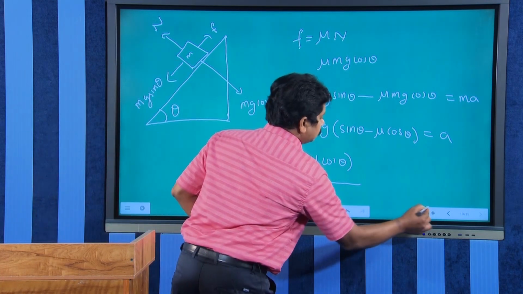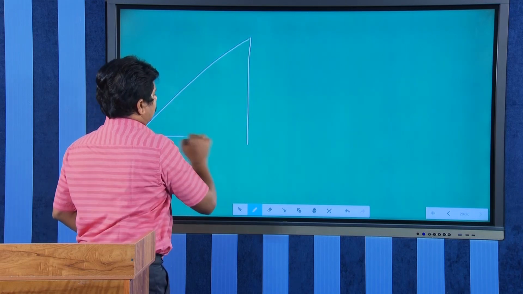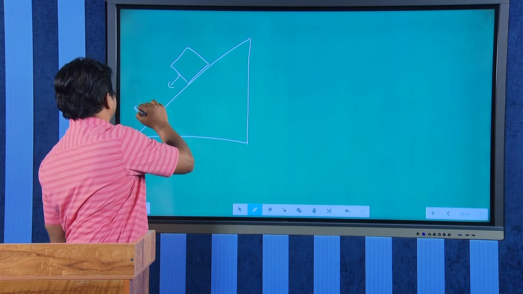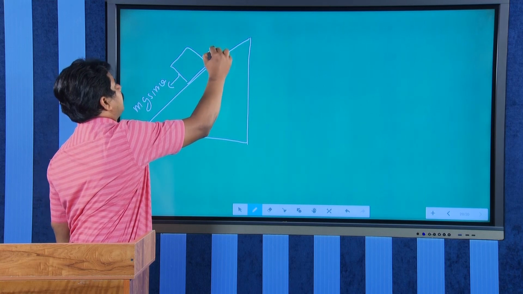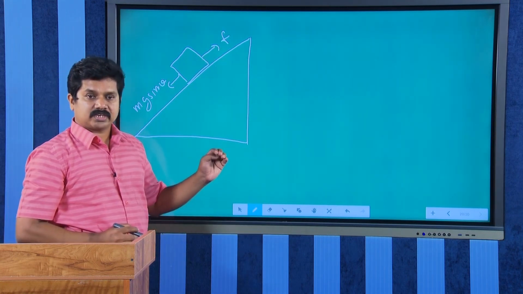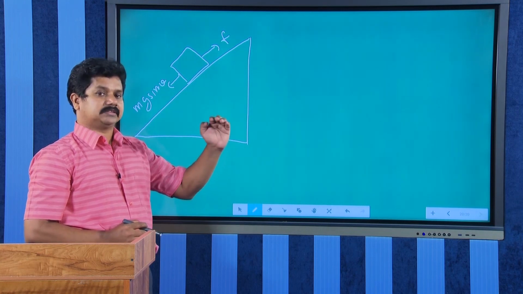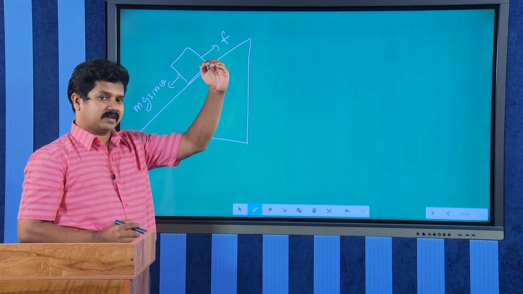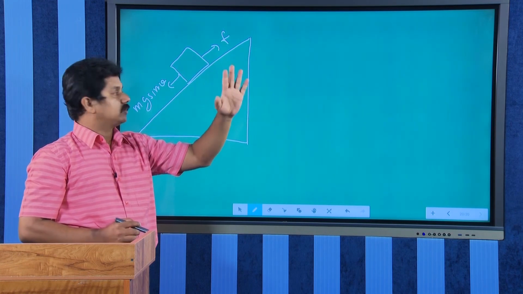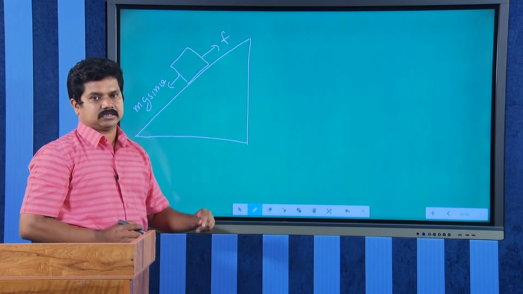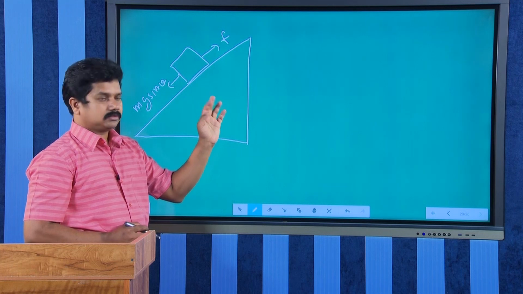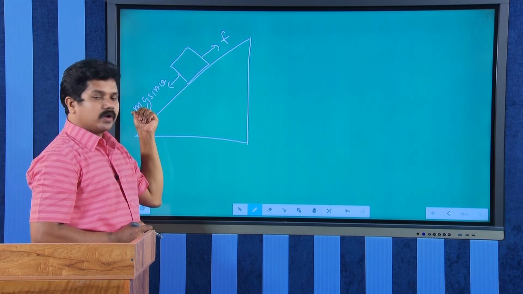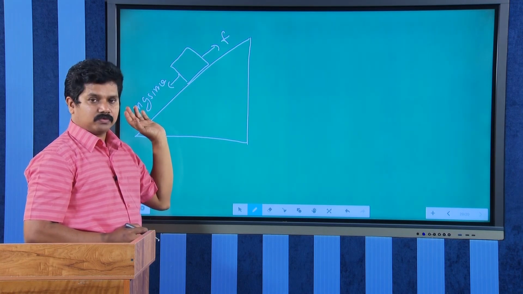See, the block is placed on the plane, definitely mg sin theta will be acting and friction will be there, and we know friction is not a constant quantity. Static friction is self adjusting. It will increase up to a limiting value, and only after that it remains constant during the motion, but up to that it will vary, right. So, if the upward friction is sufficient to block the downward mg sin theta, what will happen? The block will not move.